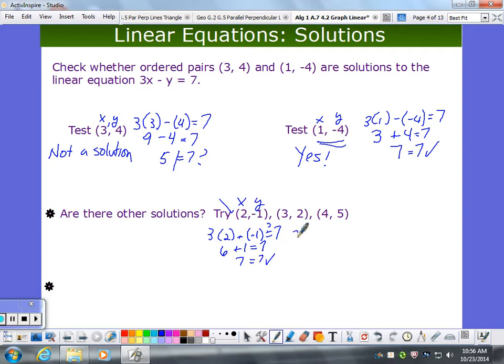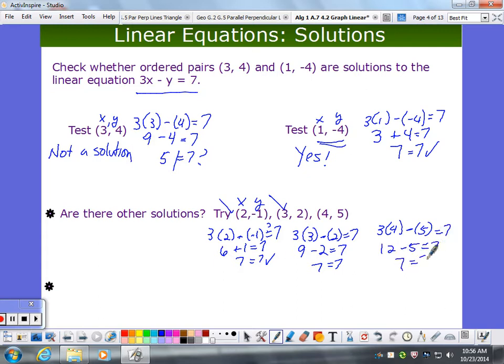Let's see if this one works. 3 times 3 minus y. Y is 2 here. I'm just plugging it in here. Yes. So I'm getting 9 minus 2. Oh, that one works too. So let's try this one. 3 times 4 minus 5. That's the x, that's the y. Is that 7?